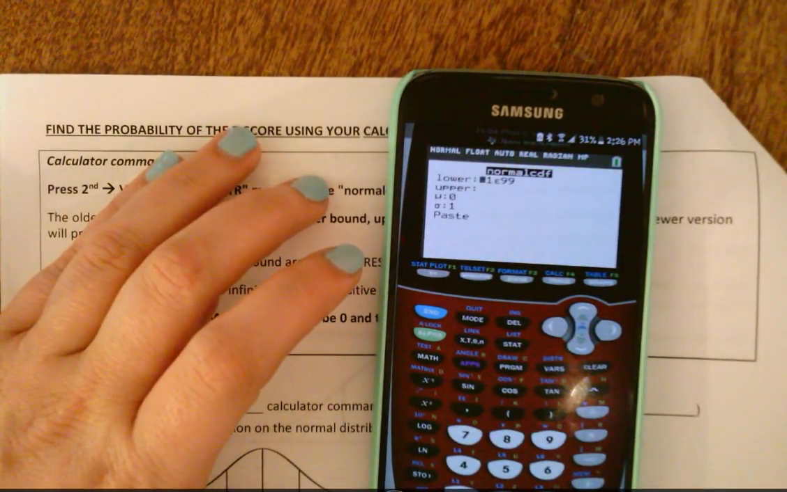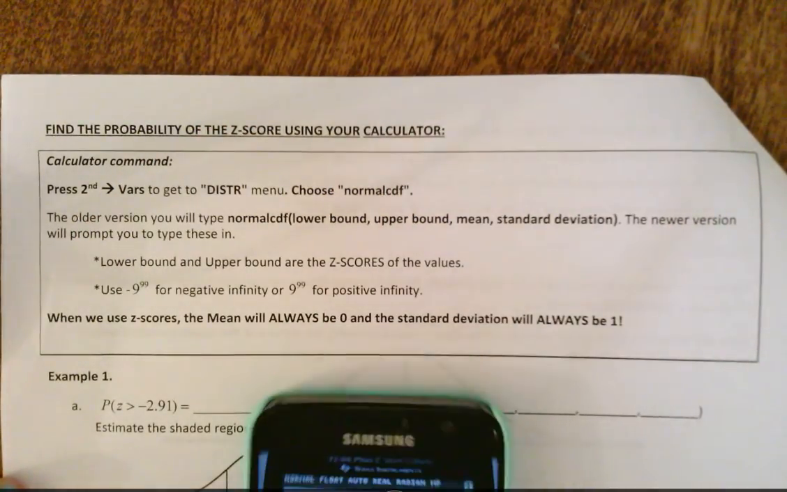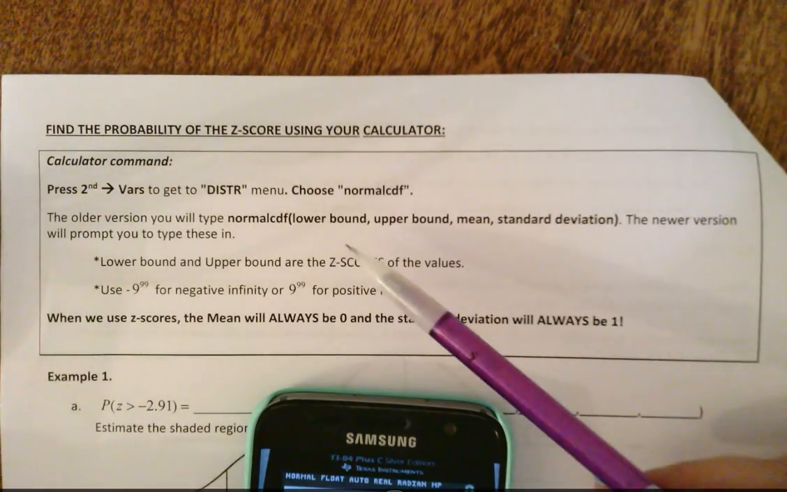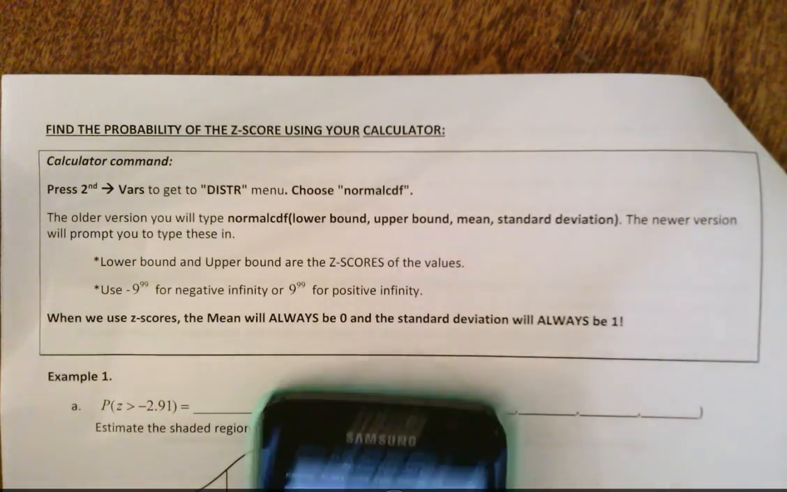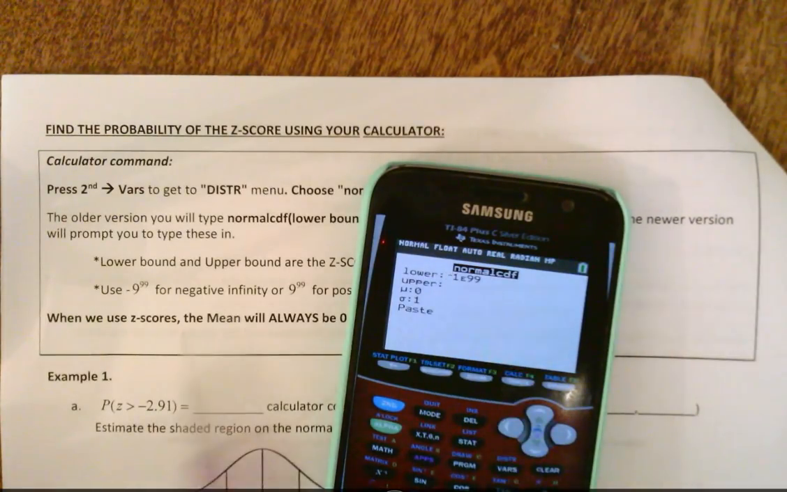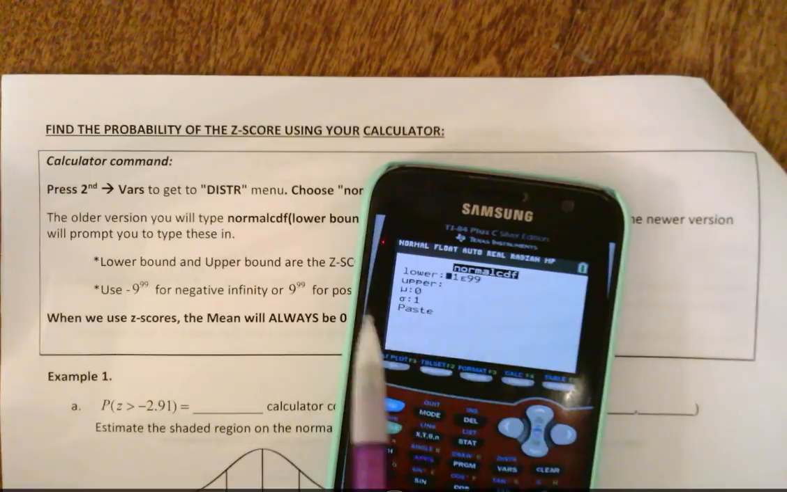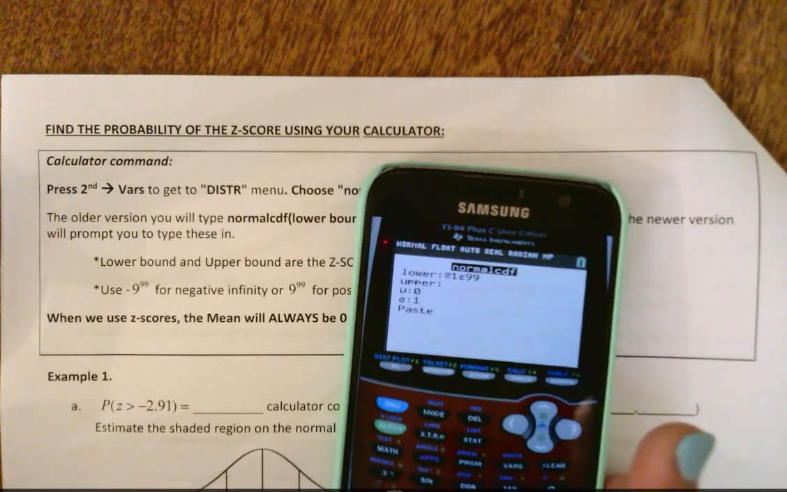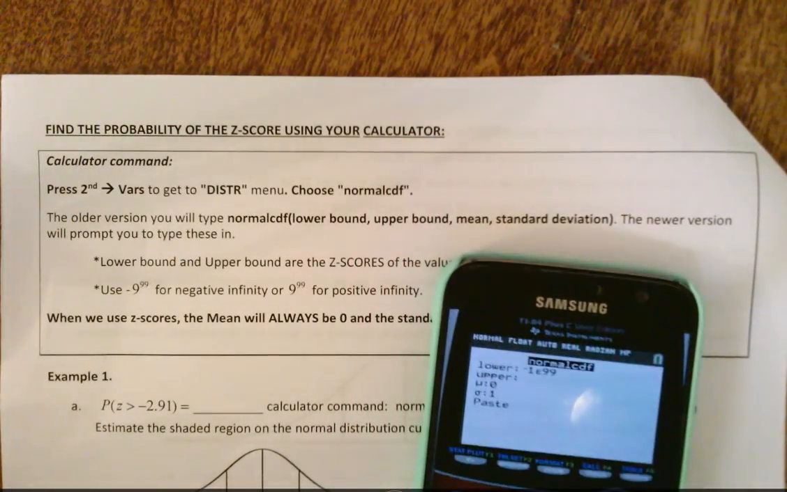All right, you'll see here my older versions of the calculator, you're not going to have this menu. Okay, it's going to come up with normalcdf and then parentheses, and you're going to have to type everything into it, but it's always the same order. It's always lower bound, then upper bound, mean, and standard deviation.